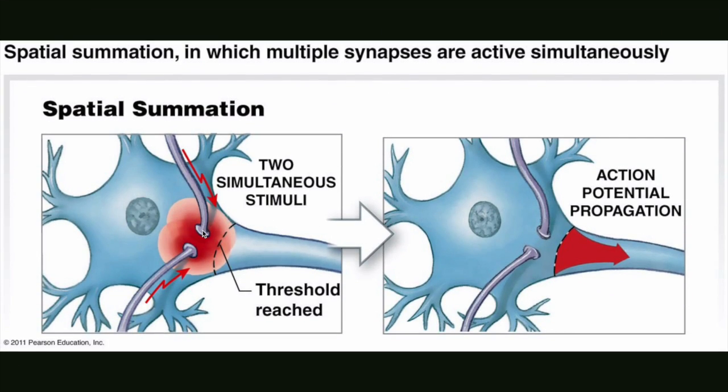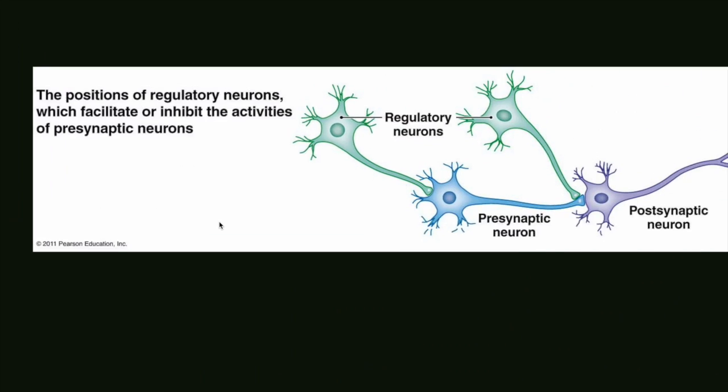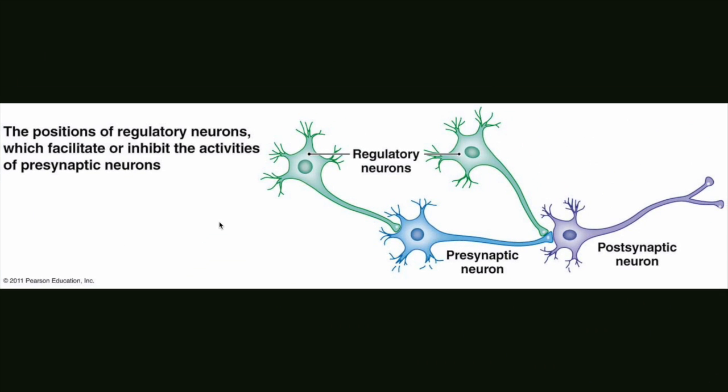With spatial summation, which is more common, you would have two different axon terminals touching this neuron, and if they're stimulated at the same time, they're able to bring this neuron to threshold, whereas if it was just one or the other, they would not be able to bring it to threshold. Information processing involves interacting groups of neurons, and information is encoded in the frequency and the pattern of action potentials. And the nervous system is very complex because we have regulatory neurons that can affect the activities of the presynaptic and the postsynaptic cells.